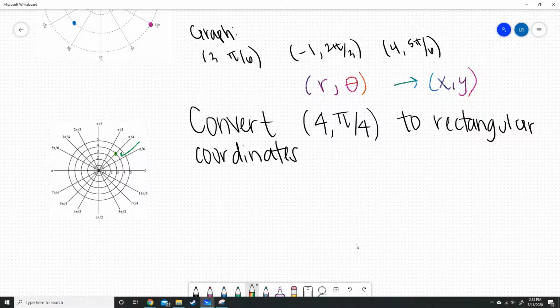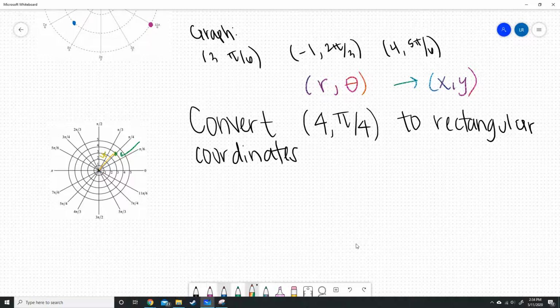Well, r is like the distance from the origin. R is the distance from the origin to this point. So that is r, and we know that r is 4.